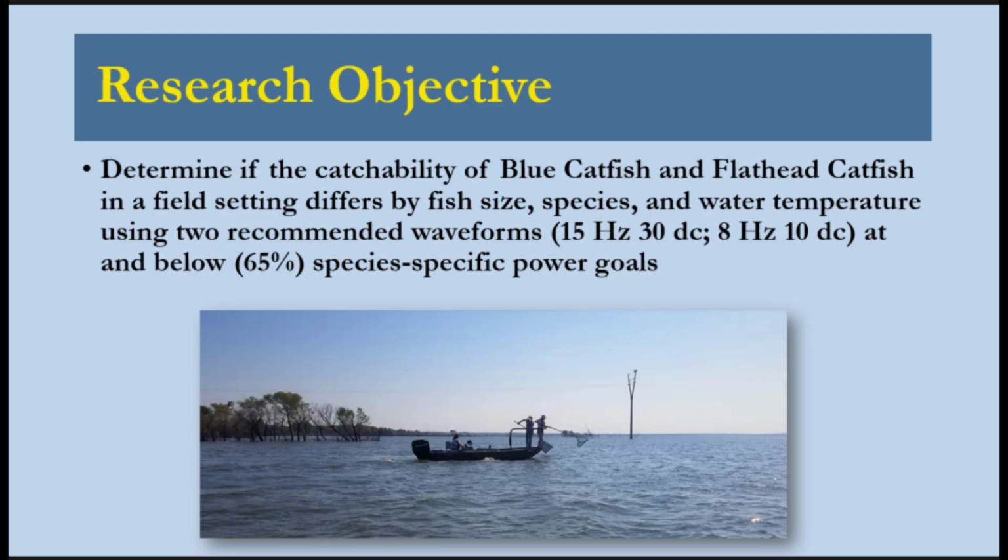Specifically, my research was to evaluate the catchability in a field setting of blue catfish and flathead catfish, based on fish size, species, and water temperature, using 2 recommended waveforms at 2 different power levels. The first is a commonly used waveform, 15 pulses per second, 30% duty cycle, which in the laboratory trials also had the least length bias. The second waveform that we tried, about half the frequency of the common waveform, was 810, which is what I'll refer to it as. In the laboratory we used this waveform because it produced an aggressive twitch response in flathead catfish, and so we thought that these would be a good comparison.